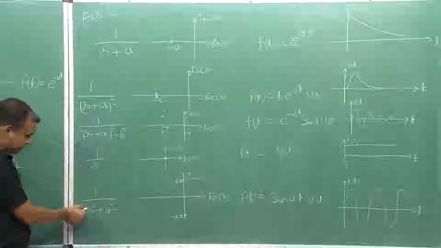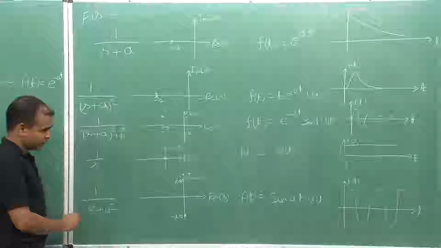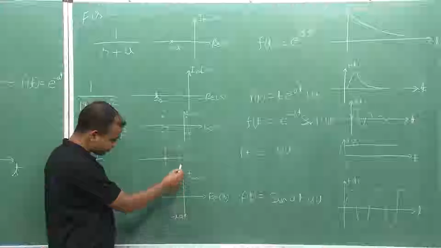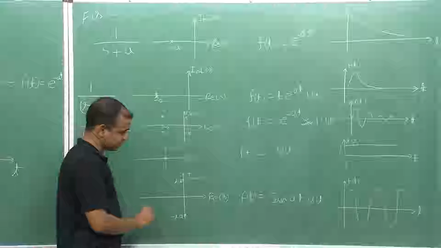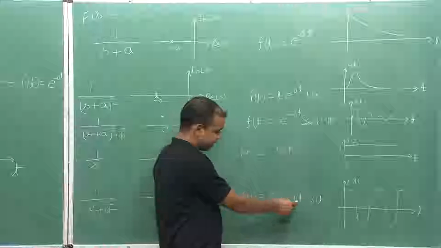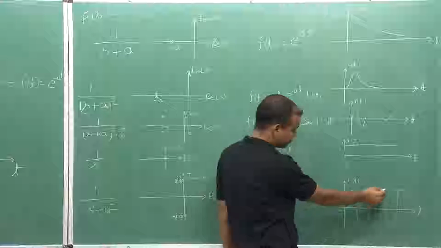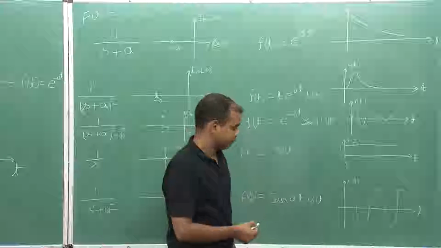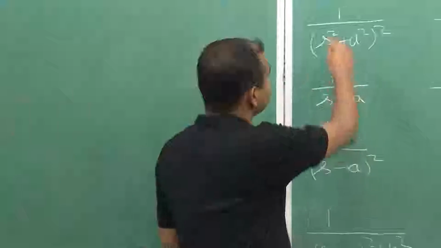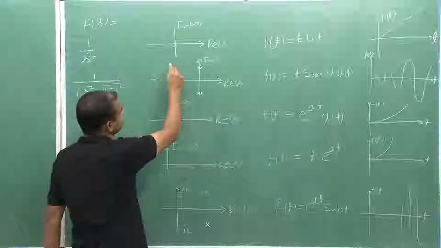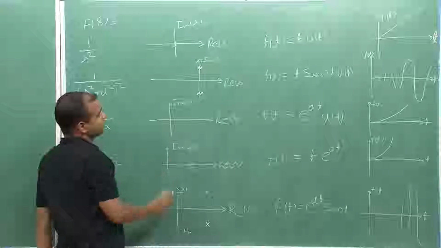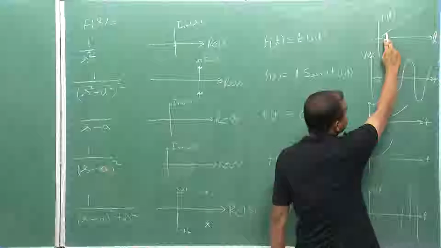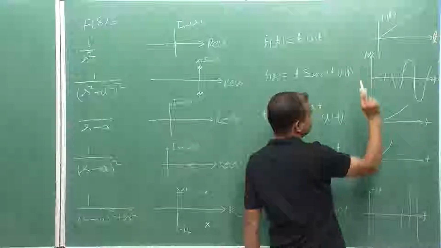If I have the transfer function 1 by s square plus a square, in this case I have two complex conjugate poles and they are on the imaginary axis. In time domain it will be sin a t u of t, and it will oscillate between two finite values, and we call the system marginally stable. If my transfer function is 1 by s square, in this case there will be a double pole at the origin, and my response will be t u of t, it will be diverging and the system is unstable.